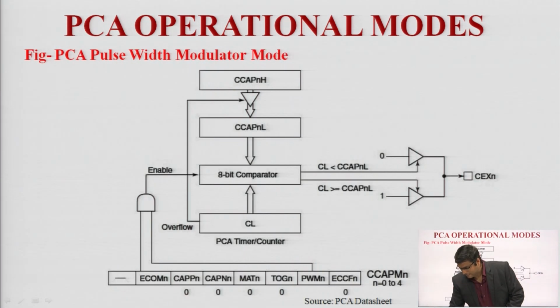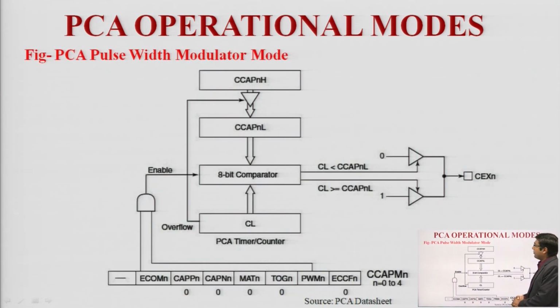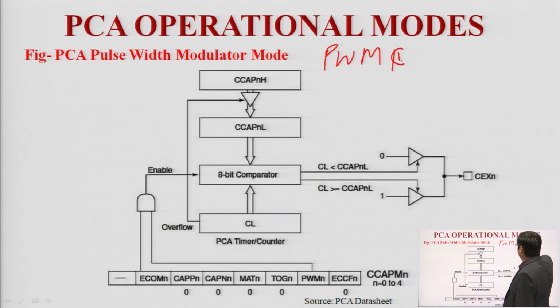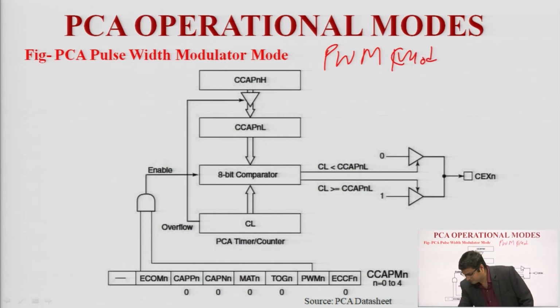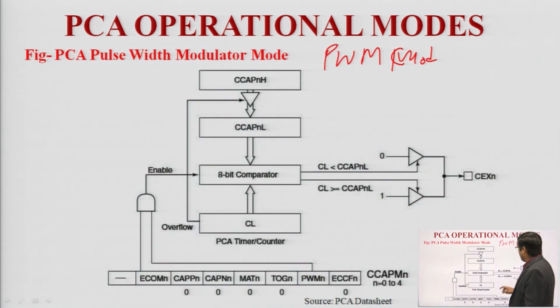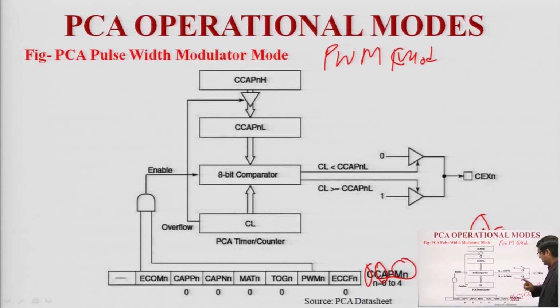Okay. So, this is the functional block diagram of the PCA pulse width modulator in PWM mode. Let us start with the CCAPMn register. We have seen what small n represents and what capital M represents. So, basically CCAPM means capture, compare, module, mode register, and n varies from 0 to 4.